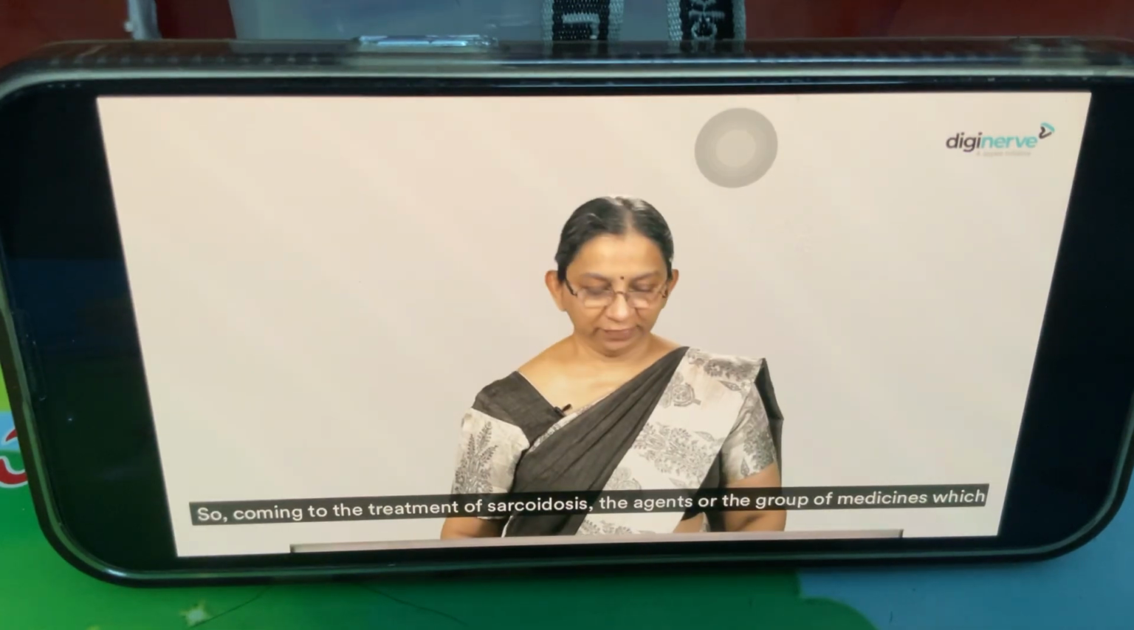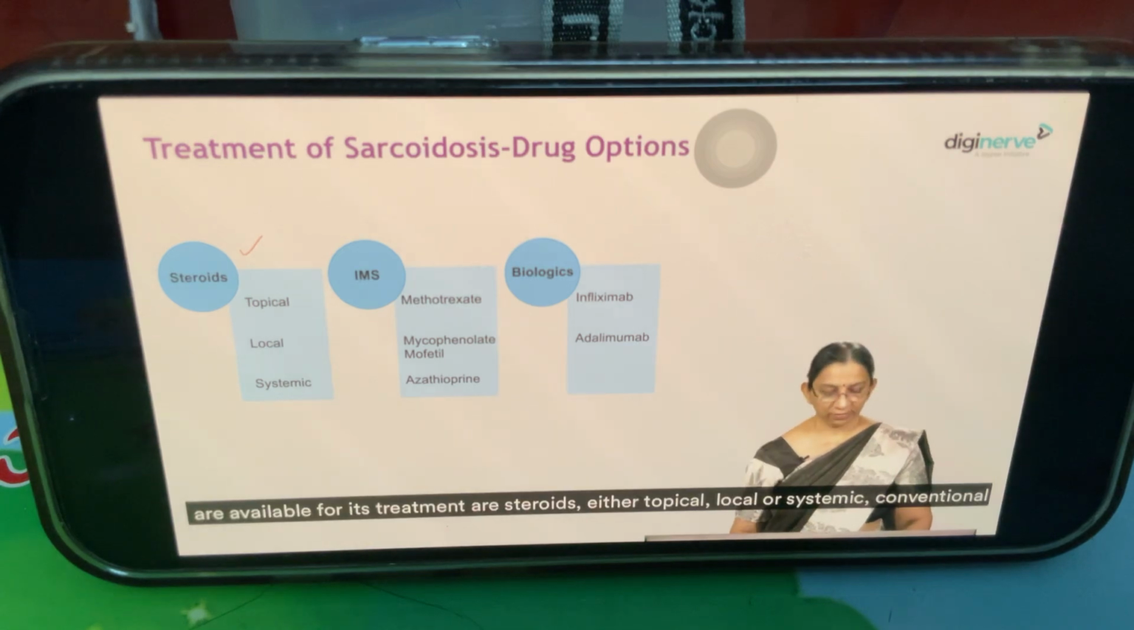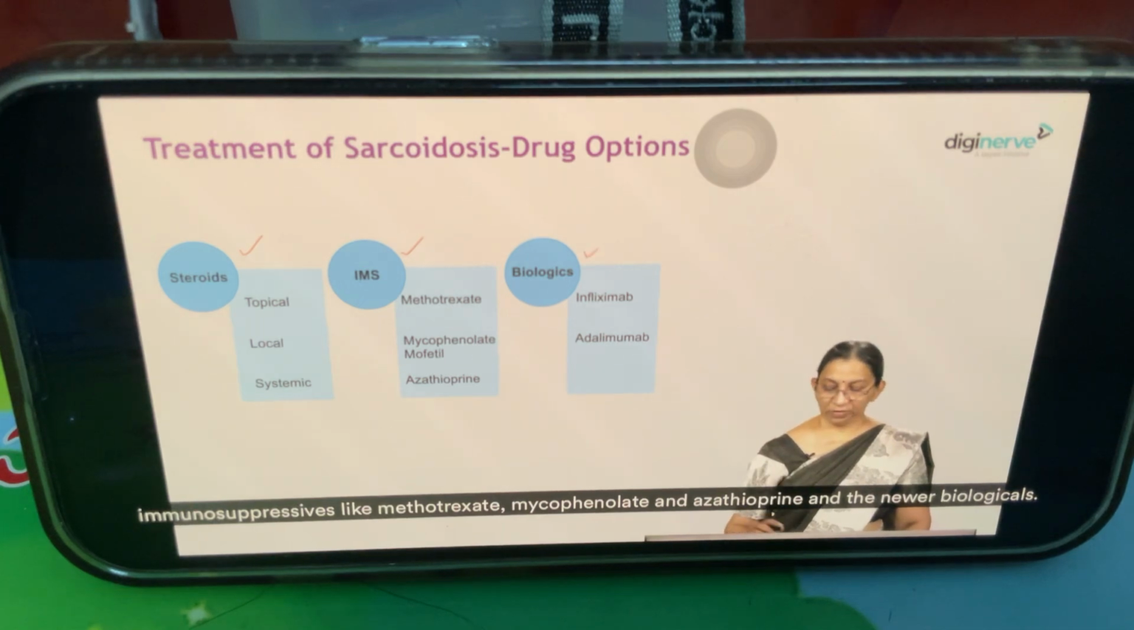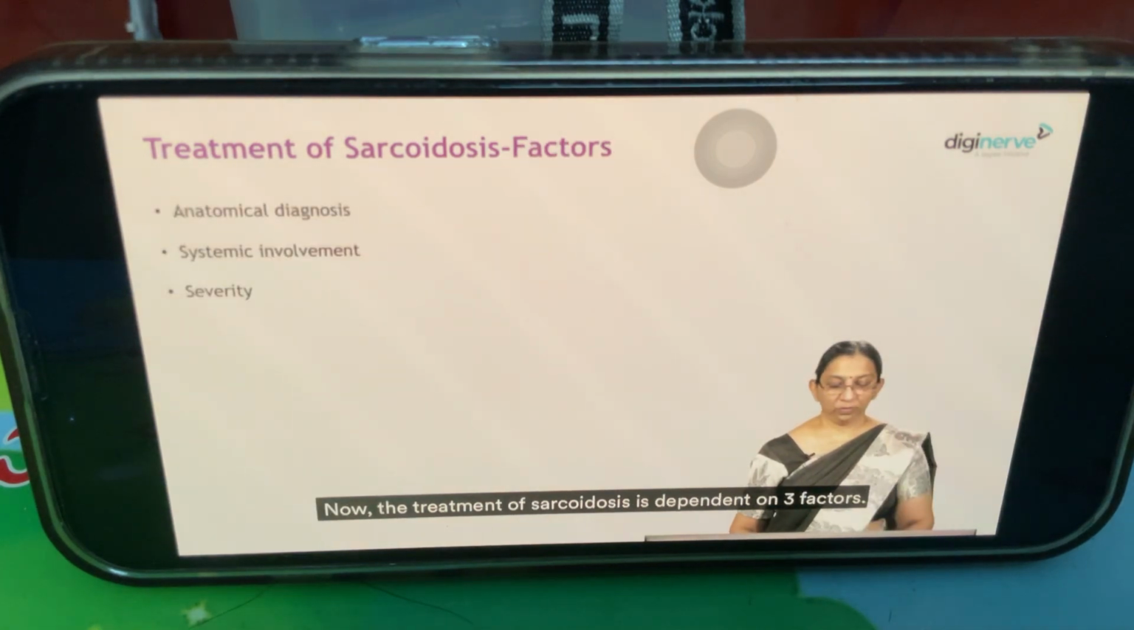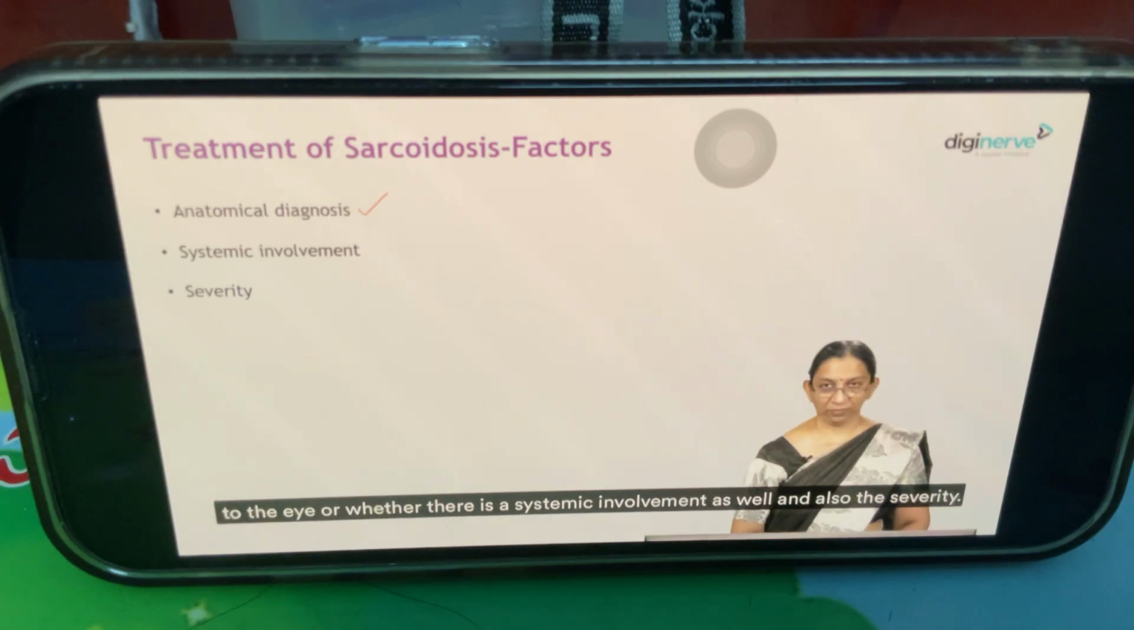So coming to the treatment of sarcoidosis, the agents or the group of medicines which are available for its treatment are steroids, either topical, local, or systemic, conventional immunosuppressives like methotrexate, mycophenolate, and azathioprine, and the newer biologicals. Now, the treatment of sarcoidosis is dependent on three factors. One is where the maximum inflammation is, or the anatomical diagnosis, whether it's limited to the eye or whether there's a systemic involvement as well, and also the severity.